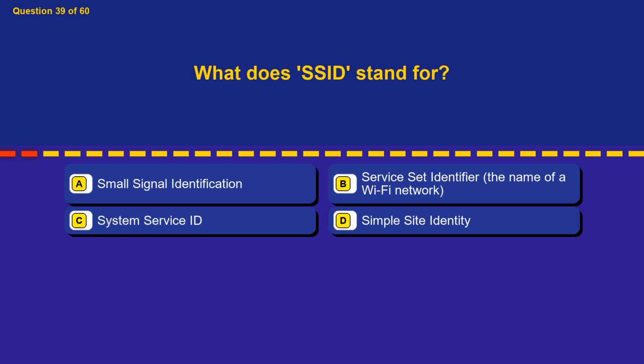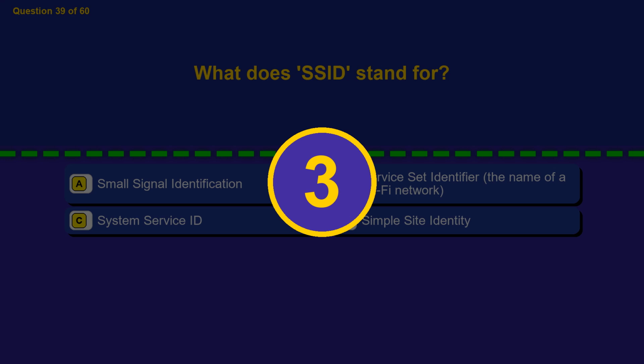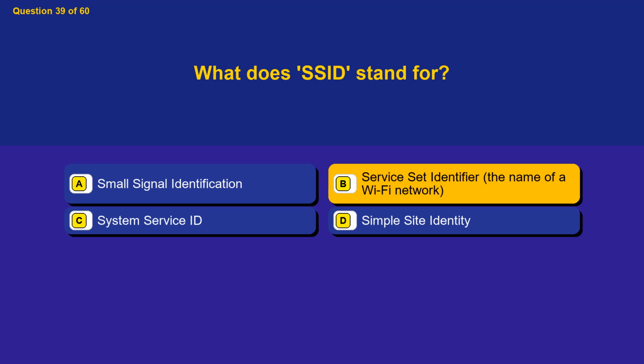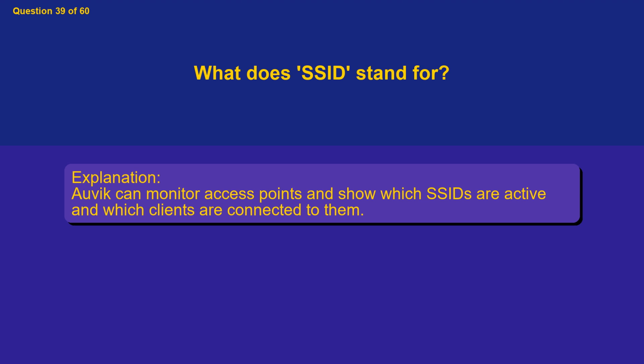Question 39. What does SSID stand for? Option A. Small Signal Identification. Option B. Service Set Identifier, the name of a Wi-Fi network. Option C. System Service ID. Option D. Simple Site Identity. The correct answer is option B. Service Set Identifier, the name of a Wi-Fi network. Auvik can monitor access points and show which SSIDs are active and which clients are connected to them.